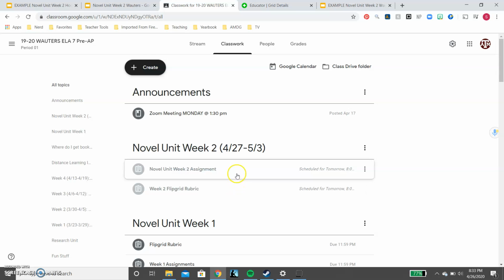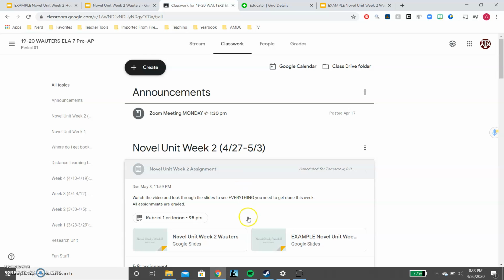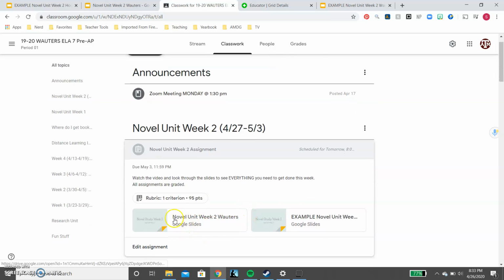Both of these are for 2 separate grades. When you click on here, you will see 2 different assignments. The one that has your name on it will be the one that you are typing in. The other one is an example to kind of walk you through what is going to be happening with that.